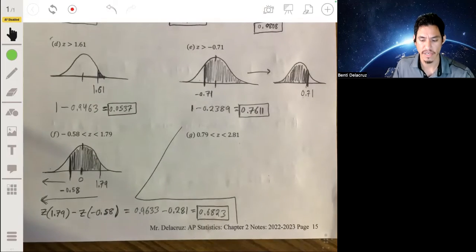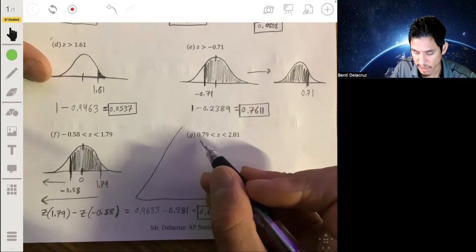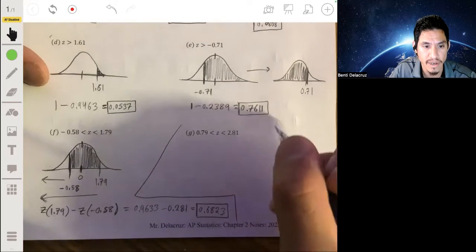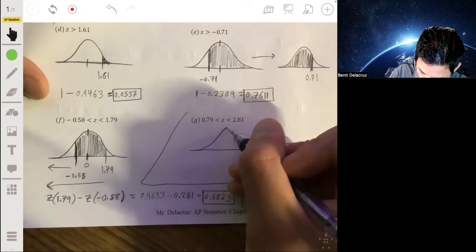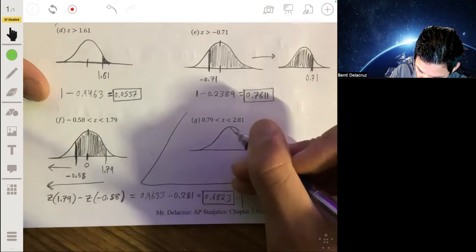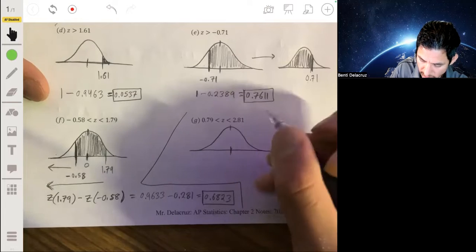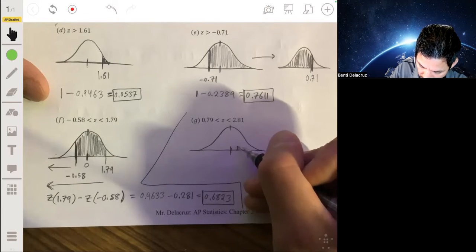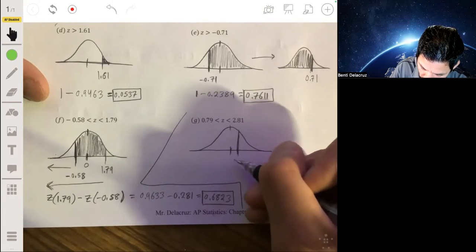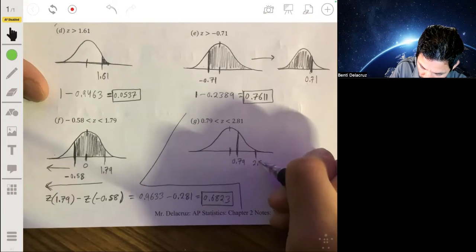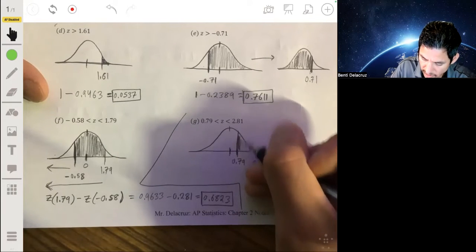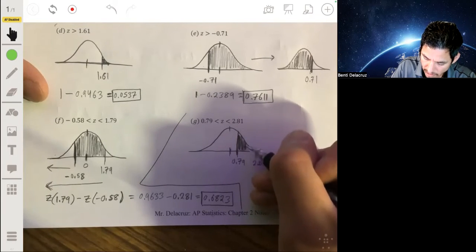All right, let's look at another case of that. Let's look at the area between 0.79 and 2.81. So we draw a normal curve to get a basic idea of what we're looking at. 0.79 is to the right of the mean, and 2.81 is very far to the right of the mean. Probably can't even see the area there.